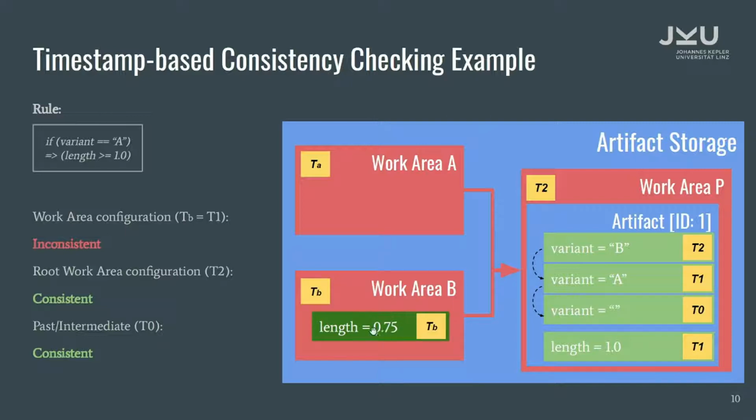However, if this was compared to the root work area configuration, which is T2, then the variant would be B, and that would be fine, so that would be consistent. And for any past or intermediate timestamp, that would also be fine because the only intermediate or past timestamp here is T0 and their variant was not set, so that is consistent again. So that's how we equip our consistency checking with timestamps.